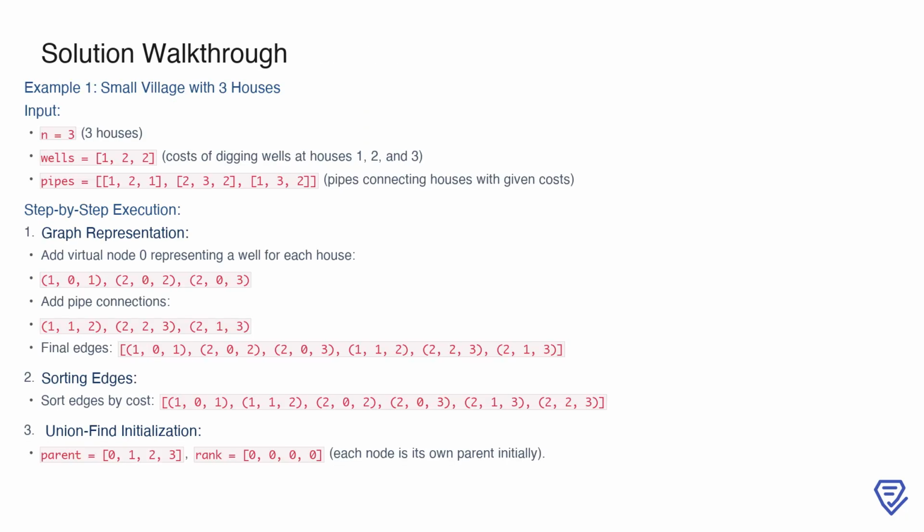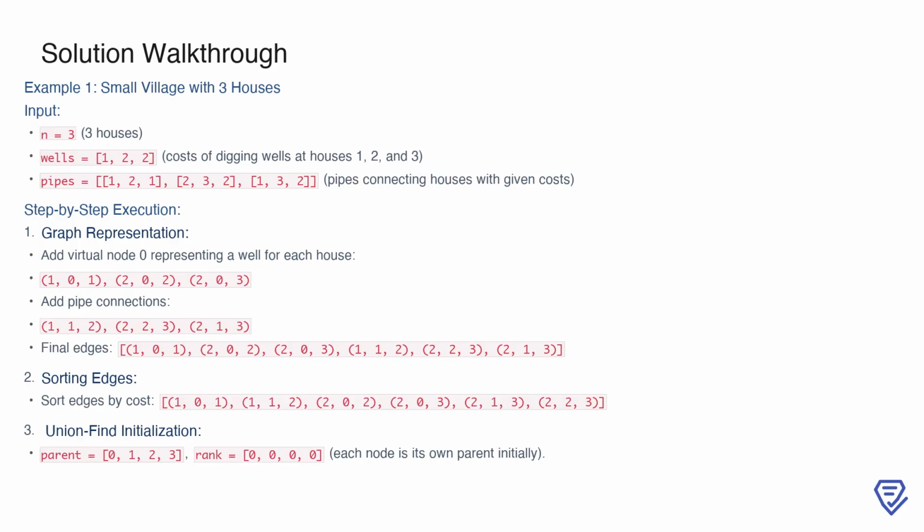To solve the problem of optimizing water distribution in a village, we start by representing the input as a graph. Here, we have 3 houses, and the cost of digging a well at each house is given as 1, 2, 2. Additionally, there are pipes connecting the houses with associated costs. To efficiently determine the minimum cost, we introduce a virtual node, labeled as node 0, which represents the option to dig a well at each house.